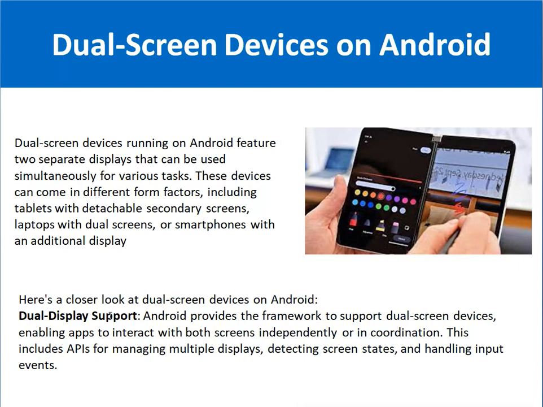First one is the dual display support. It enables apps to interact with both screens independently or in coordination. This includes APIs, again, application programming interfaces, for managing multiple displays, detecting screen states, and handling input events as well simultaneously. You can notice that you are working simultaneously here on two separate screens.